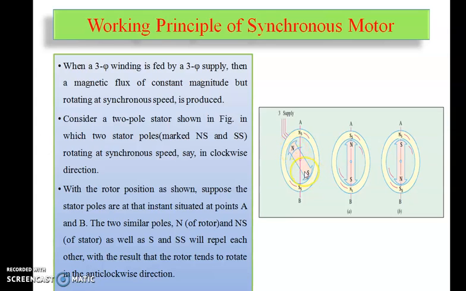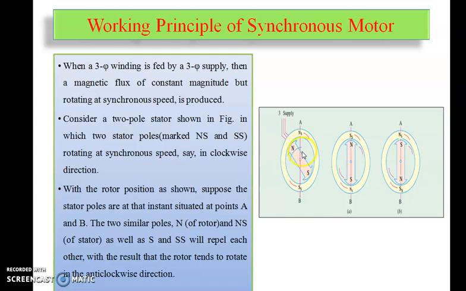That means here N and S poles are created, obviously some N and S poles will be created. So just assume that at initial position my rotor is at A position, that means the N pole of the rotor is at A position and the S pole of the rotor is at B position. Okay, just assume that. Now at the same time, I am giving three-phase AC supply to the stator and giving DC supply to the rotor.